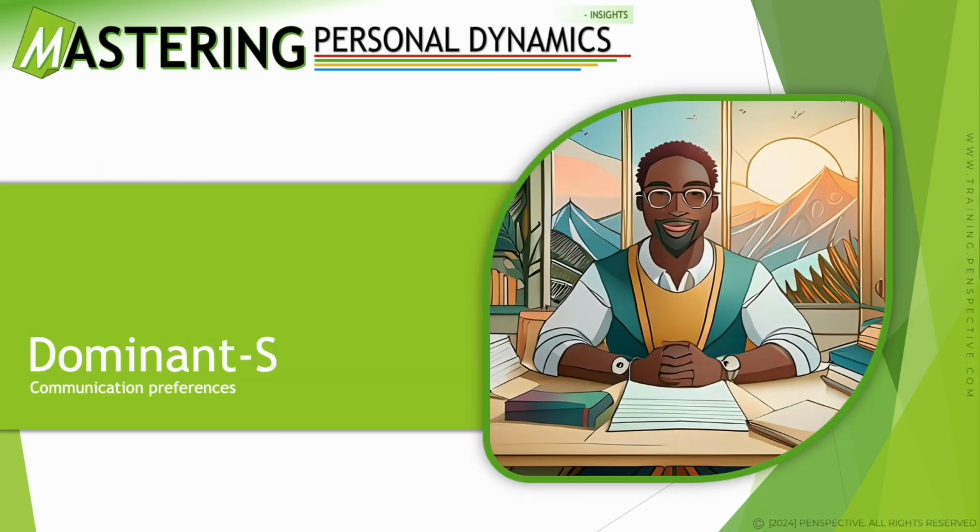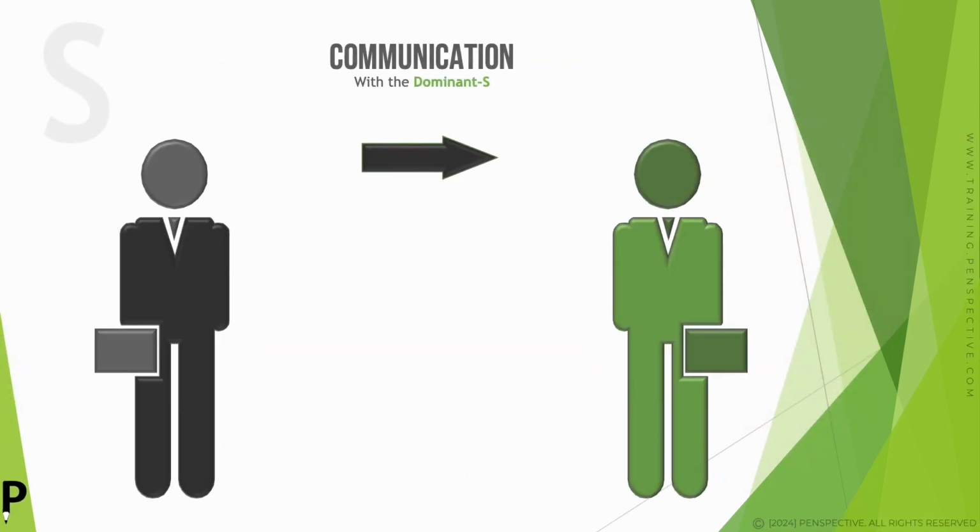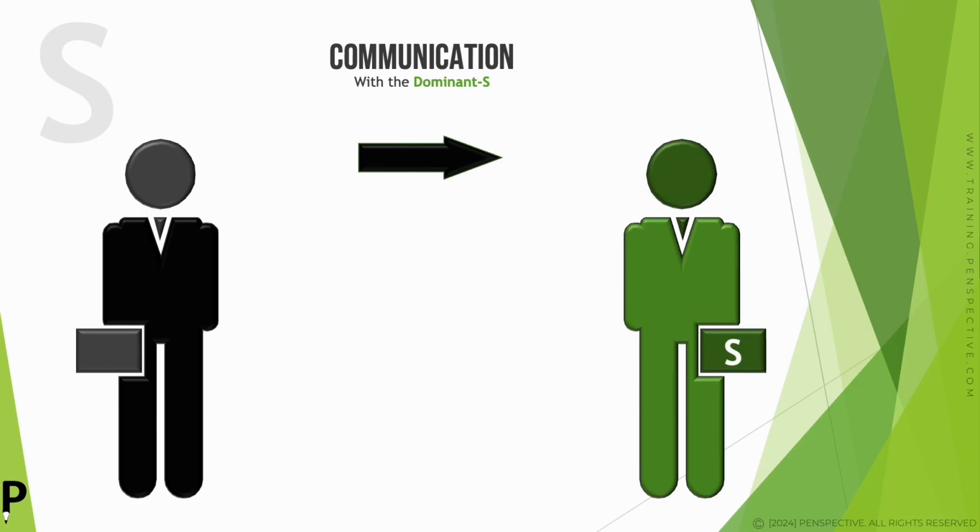The dominant S. Communicating with the dominant S will be most effective when it is done in the following manner. Start with personal comments. Begin conversations with personal comments to break the ice and establish rapport. Avoid rushing into business matters or the agenda right away, as dominant S individuals appreciate a more relaxed and personable approach.